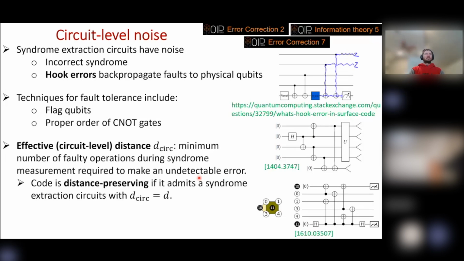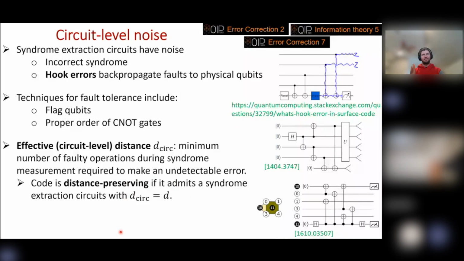Just define another distance. It's called the circuit level distance or the effective distance. It's the minimum number of faulty operations during syndrome measurement that's required to make an undetectable error. So this distance is basically quantifying your hook errors, and it's less than or equal to the actual code distance. That's more of a space-time quantity, basically, that's relevant to syndrome extraction. And you want to basically get it as high as possible, and you call it code distance preserving if it admits syndrome extraction circuits with this distance.